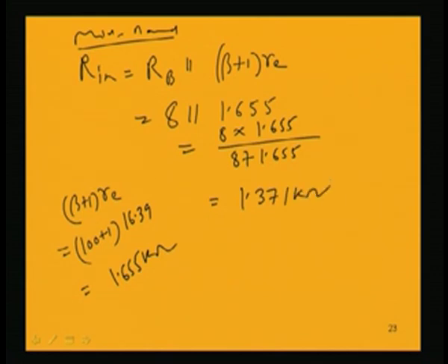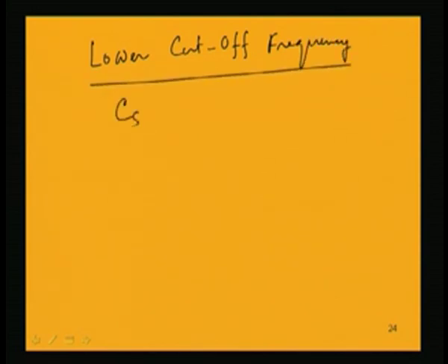Now, if this Rin is known, we can find out the lower cutoff frequency for all the capacitances. Then we will decide which one is the final lower cutoff frequency. So, the lower cutoff frequency considering CS first, that is the capacitance in series at the input with the source resistance, that is CS. So, what is the lower cutoff frequency?